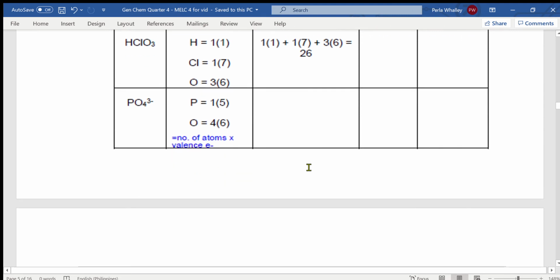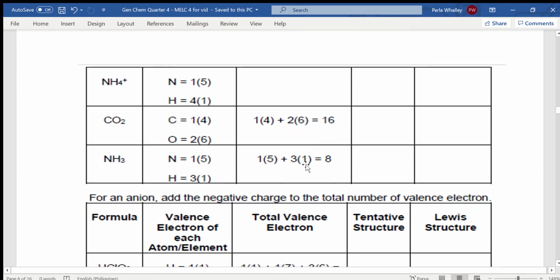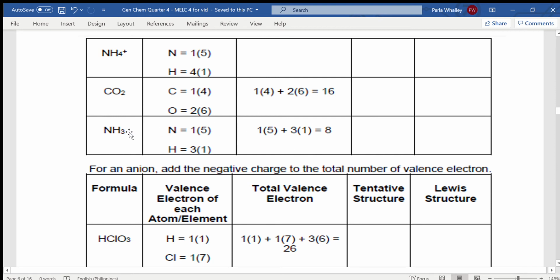Phosphate ion and ammonium ions will have a different process. We'll discuss it later. Carbon dioxide. Okay, elements present here are carbon and oxygen. How many carbon? 1. How many oxygen? 2. Carbon belongs to group 4A. Please check in your periodic table. So valence is 4. Oxygen belongs to group 6A. So valence is 6. Multiply and add. 4 plus 12 is equal to 16.